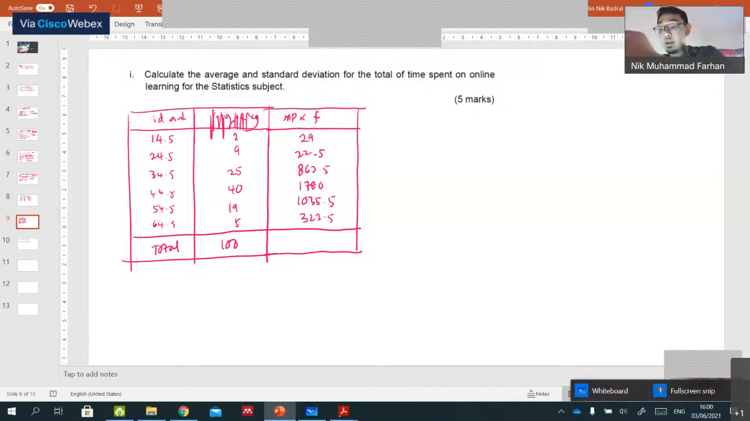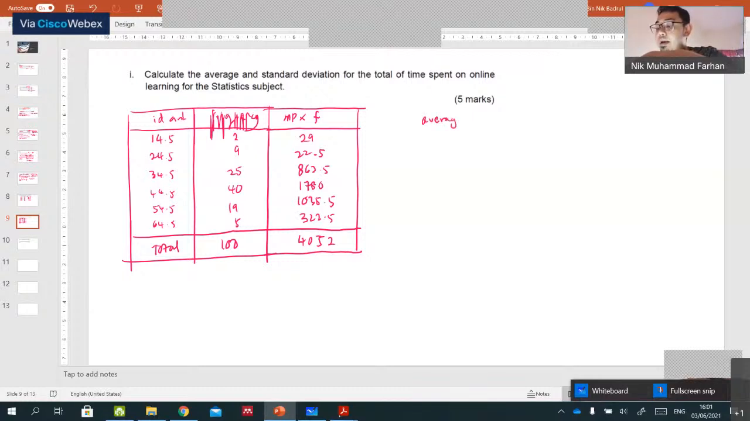Next, saya nak cari total ke sebawah semua. 29 tambah 220.5 tambah 862.5 tambah 1780 tambah 1035.5 dan tambah 322.5. Saya harap betul lah. Kalau ada salah ni saya minta maaf lah. 4052. So this is your midpoint times your frequency. Average, kita tahu dalam formula. Nanti kena tunjuk table ni baru boleh dapat markah.